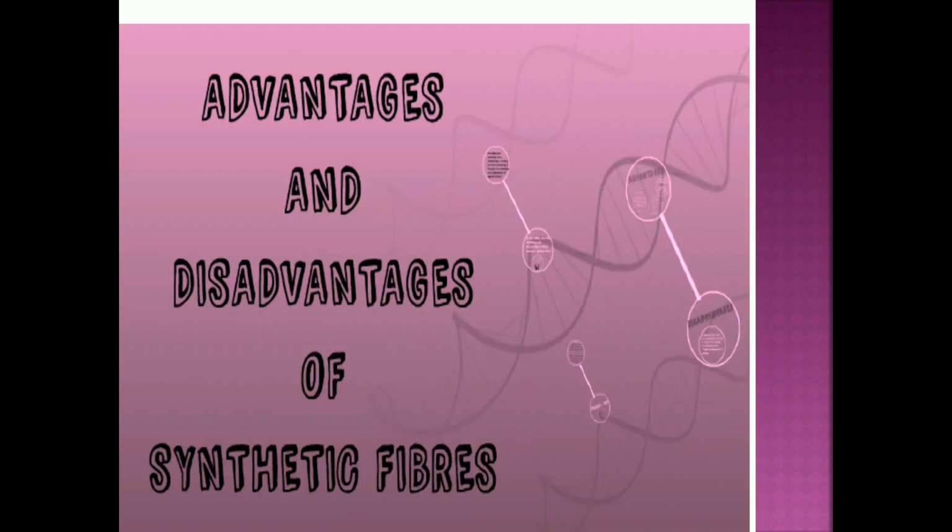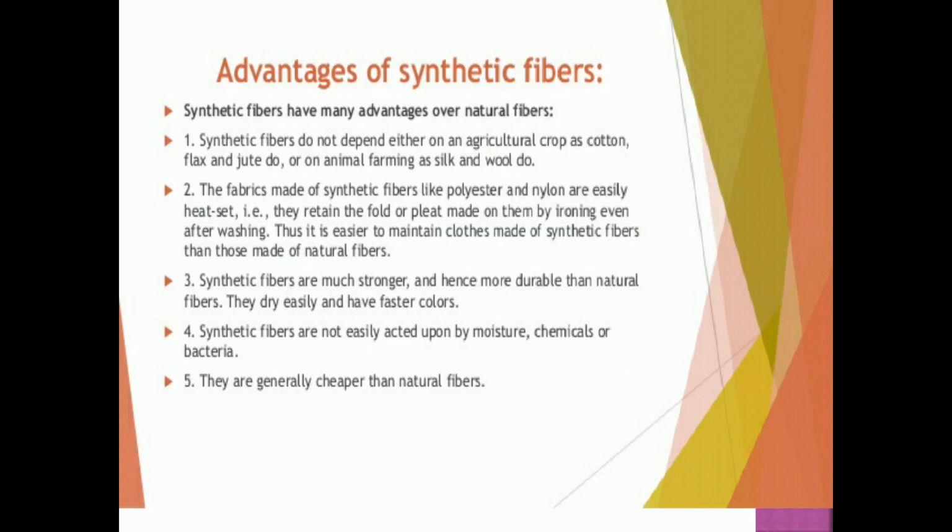Now, what are the advantages and disadvantages of synthetic fibers? Synthetic fibers do not depend on agricultural crops or animal farming, as silk and wool do. Fabrics made of synthetic fibers, like polyester and nylon, are easily heat set. That is, they retain the fold or the pleat made on them by ironing even after washing.